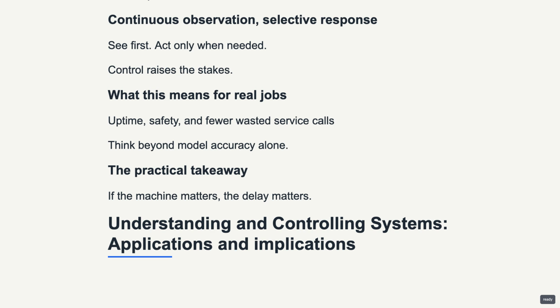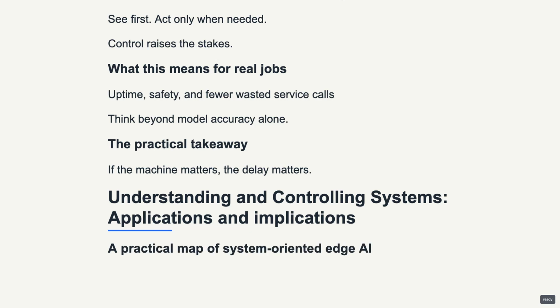The map here is practical. What kinds of problems appear in industry, why the edge matters, and where prediction or control becomes necessary. That gives us a way to sort applications without getting lost in abstract labels.